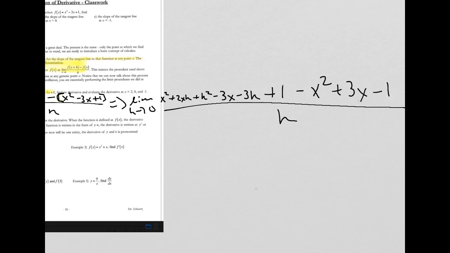So now we've got to go back through and combine like terms. I've got a positive x squared and a negative x squared. Those will cancel out. I've got a positive 3x and a negative 3x. Those will cancel out. Positive and negative 1, those cancel out.